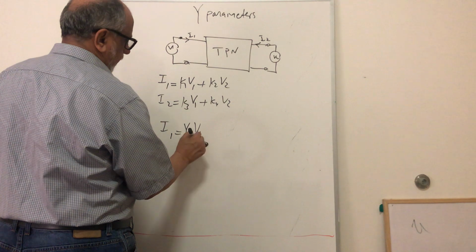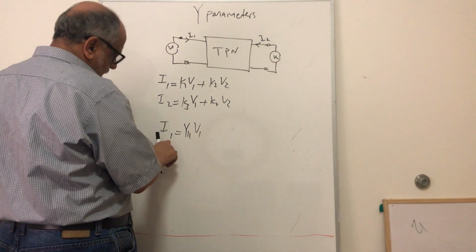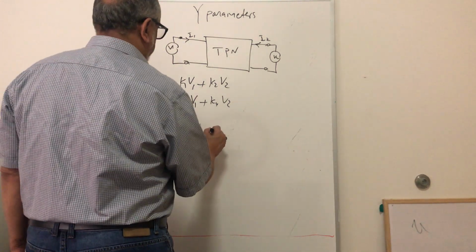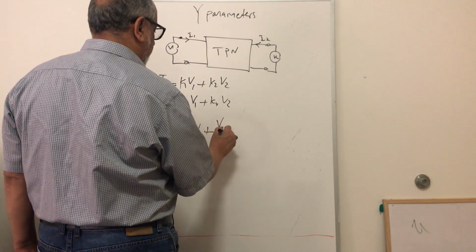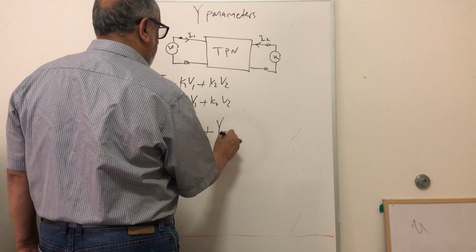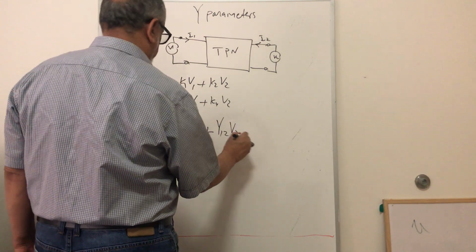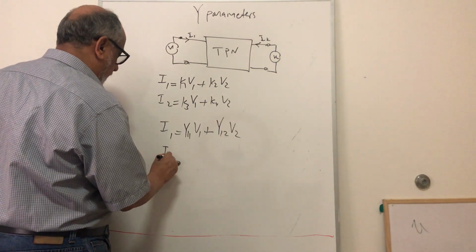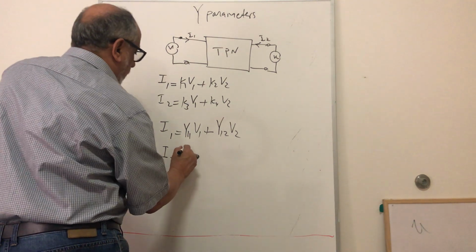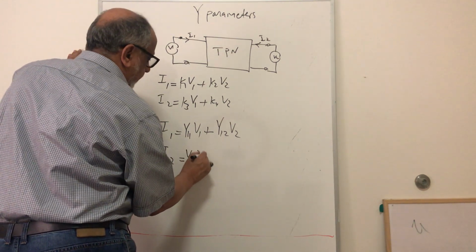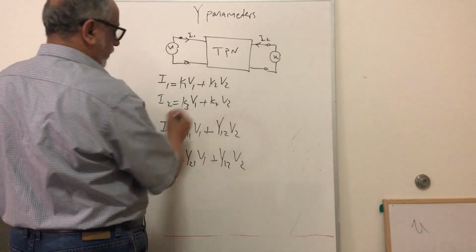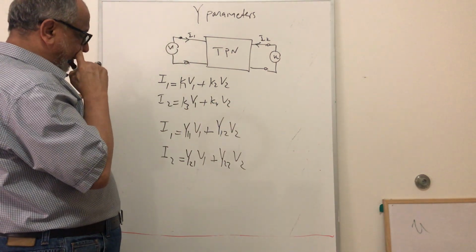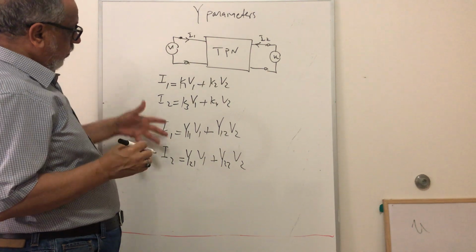Or we can simply write I1 equal to Y11 V1, that is I1 over V1, okay? Plus Y12 V2. And I2 similarly is equal to Y21 V1 plus Y22 V2. So these two equations are used here to find the Y parameters.